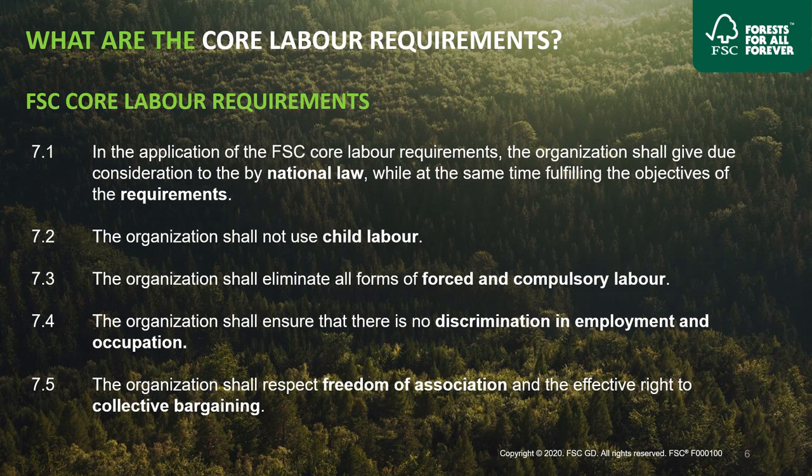These are the core labour requirements. These are the umbrella clauses, and we will go through the sub-requirements in the next few slides. The requirements cover the following: the consideration of national law while at the same time fulfilling the objectives of the core labour requirements. Child labour, forced or compulsory labour, discrimination in employment and occupation, freedom of association, and the right to collective bargaining.